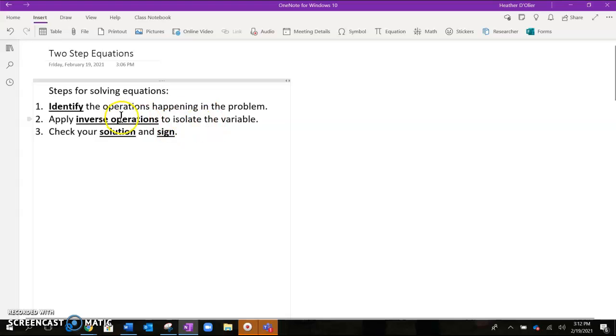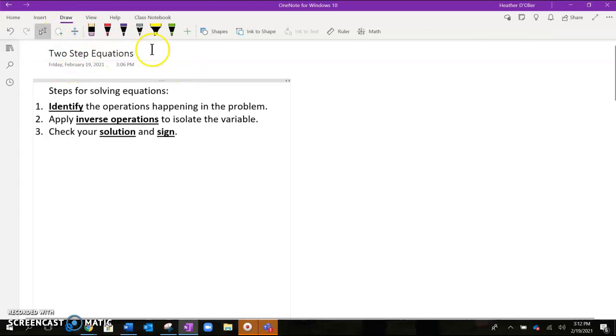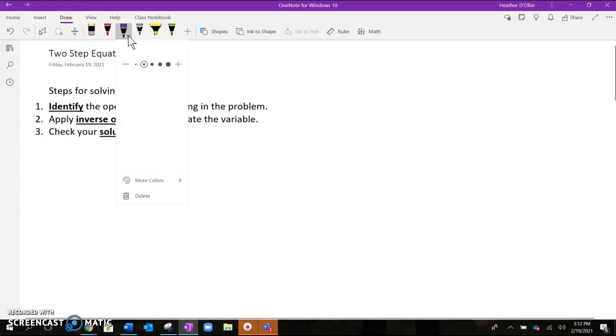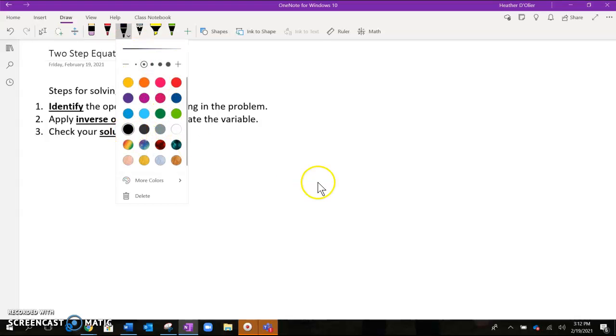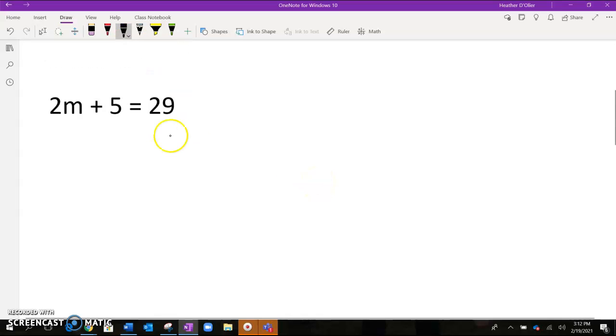Some of these do mean, though, that there might be two parts of that step. If there's more than one operation happening, that means we have to do two inverse operations, which is where this two step comes from. Okay, and I'm just going to make sure I have a pencil ready to go. So those are my steps.